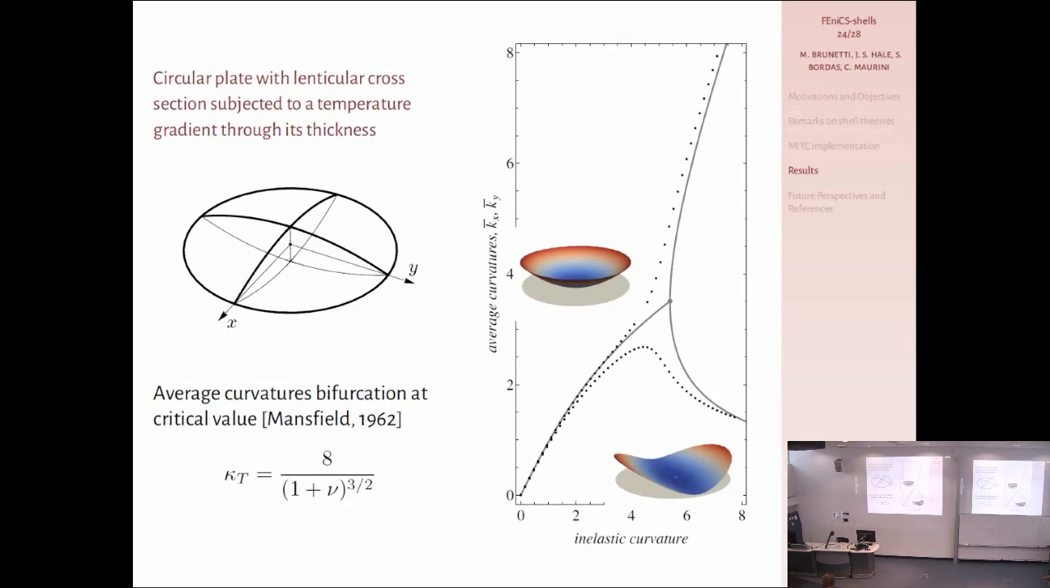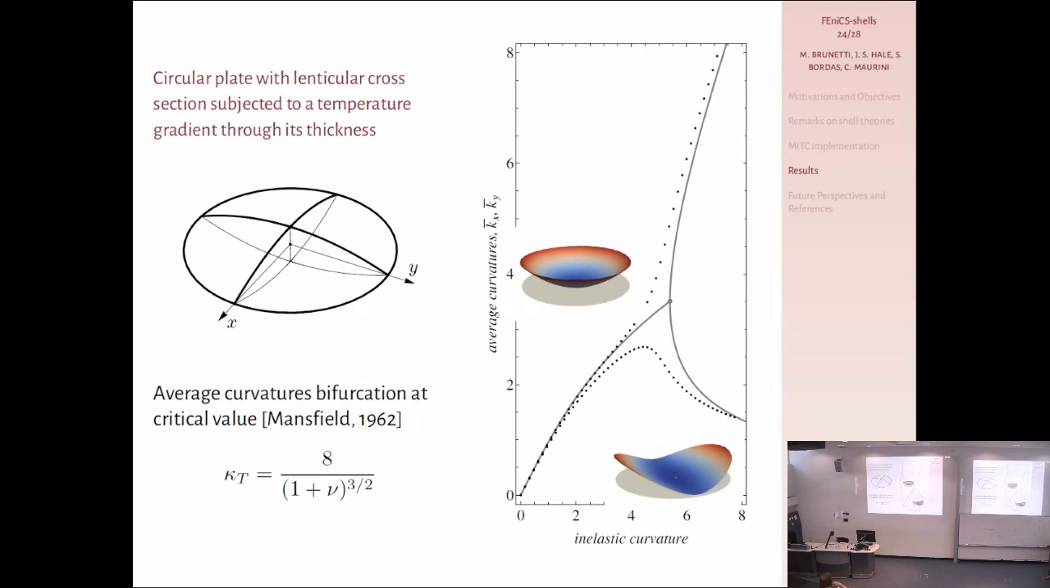So as an example, we have a circular plate, free at the boundary and with non-uniform thickness, which has a lenticular cross section like this. And as a load, we have an inelastic curvature, which can be, for example, a temperature gradient through the thickness. And for this kind of problem, we have an analytical result, and you observe that for low values of the inelastic curvature, the plate tends to bend in a way that in all directions the curvature is the same, so it tends to bend in a sphere like this. But after a certain threshold, which can be computed analytically, the plate tends to bend in a developable surface, so one of the principal curvatures tends to flatten. And this is what happens in this case.